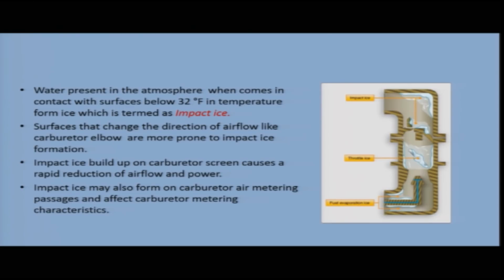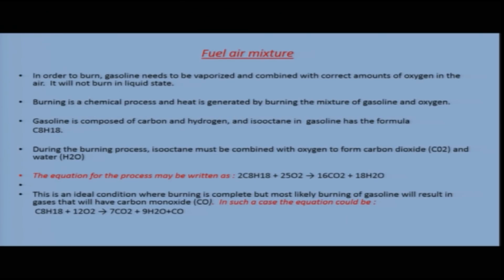Impact ice may also form on carburetor air metering passages and affect the carburetor metering characteristics. So, impact ice can also form on the carburetor metering devices, metering units, and it will affect the carburetor metering characteristics. Now, for combustion, fuel and air are mixed and a fuel air mixture is formed which enters the engine cylinders and combustion takes place.